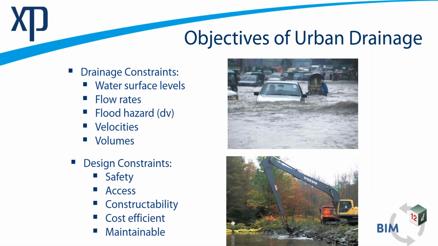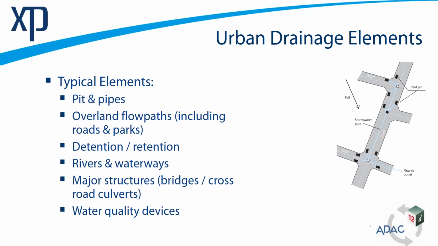And as you know, stormwater engineers, civil engineers, drainage engineers or environmental scientists, we need to look at all these things. We need to think about the water surface levels, the flow rates, flow hazards, the impact on safety, and accessibility for maintenance vehicles. We want it to be easily constructed and cost efficient. And to manage our stormwater, we have all these different types of elements that we can use. We've got pits and pipes, overland flow paths, detention, rivers and waterways, we've got major structures, and we've also got water quality devices. And we need to integrate all of these together to get a great solution.